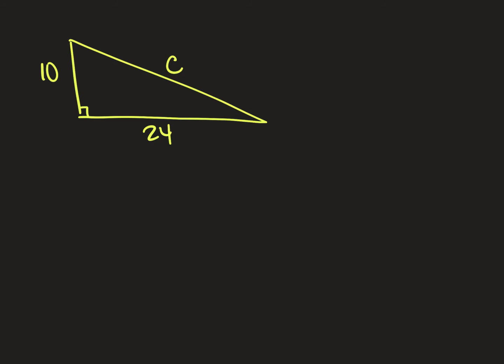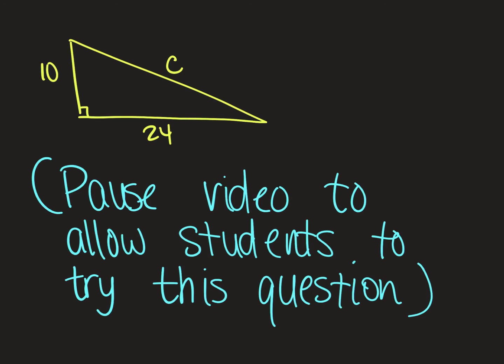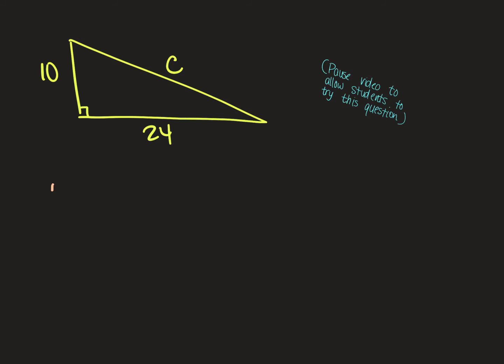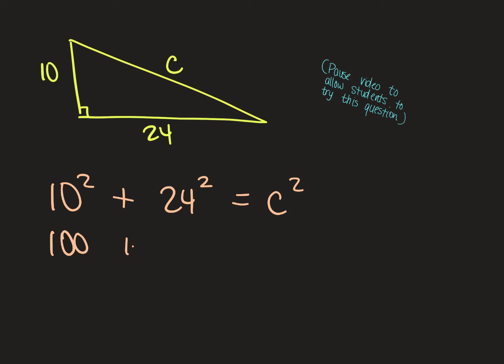All right, here is a question for you to try by yourself. So this is a leg, this is a leg, this is the hypotenuse. You're trying to find C. All right, you should have written 10 squared plus 24 squared equals C squared. 100 plus 576 is equal to C squared.